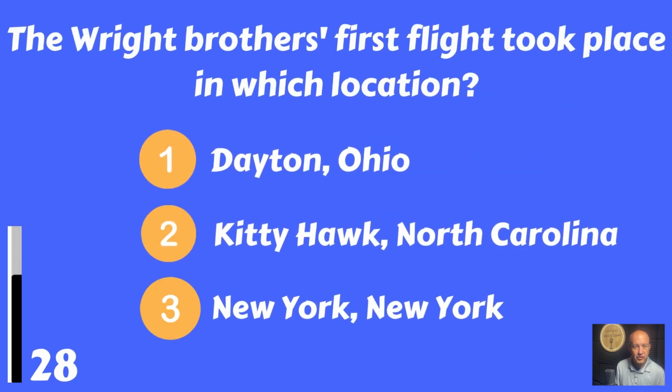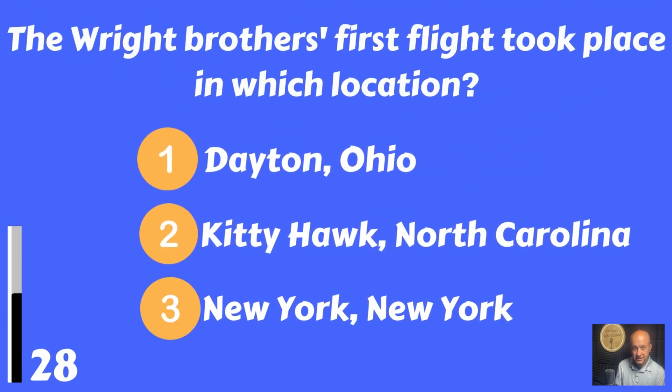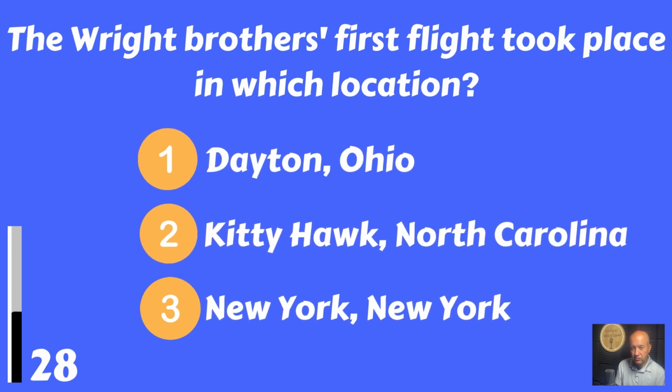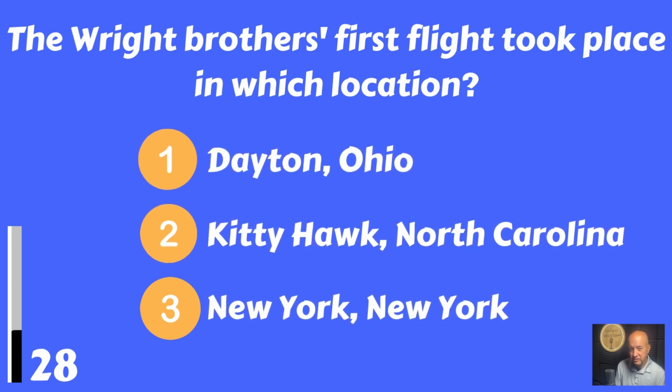The Wright brothers' first flight took place in which location? Was it in Dayton, Ohio, Kitty Hawk, North Carolina, or New York, New York?